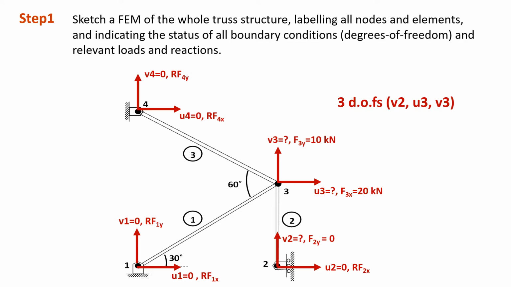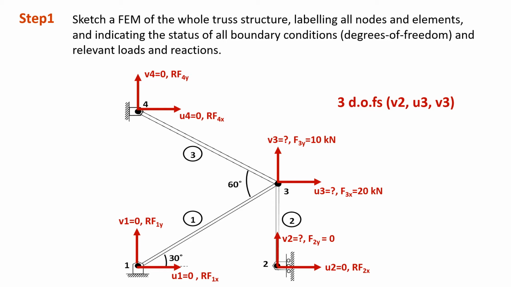the whole truss structure, labeling all nodes and elements, and indicating the status of all boundary conditions, which is to state how many degrees of freedom we have to solve, as well as to label the relevant loads and reaction forces that will make our calculation easier later on. So in this case, let's see at node 1.